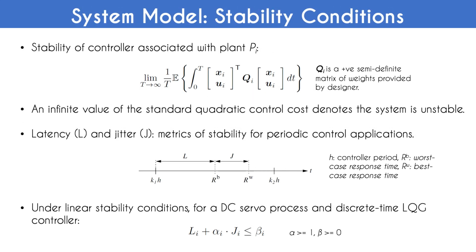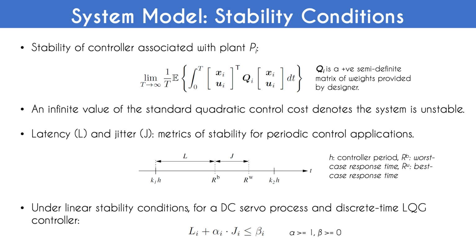So if we assume that the controller is a linear quadratic Gaussian controller, then the stability of the controller for a particular plant is given by the standard quadratic cost, which is the equation that's shown above. And here Q is a positive semi-definite matrix, and what Q basically does is it tells you how to weigh the input signals and the control signals, like what their effects will be in the final standard quadratic control cost.